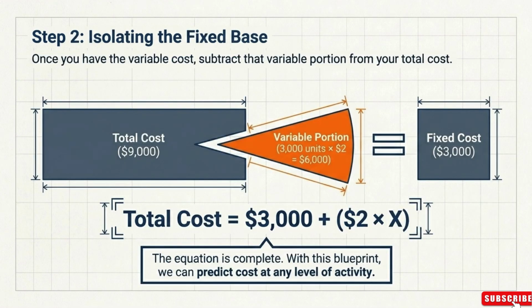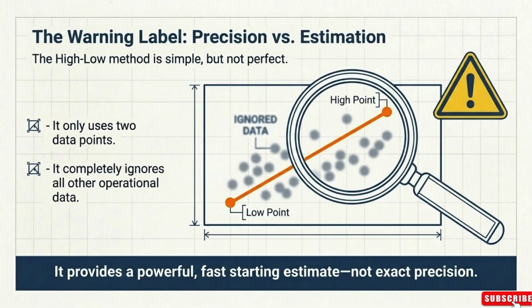Step 2, isolate the fixed base. Take your total cost and subtract the variable portion we just found. Now we have a complete blueprint. Total cost is equal to 3000 plus $2 multiplied by X, where X is the activity level. One warning: HILO is a quick estimate, not exact precision. It ignores all the data points in the middle, so use it as a starting point, not the final word.